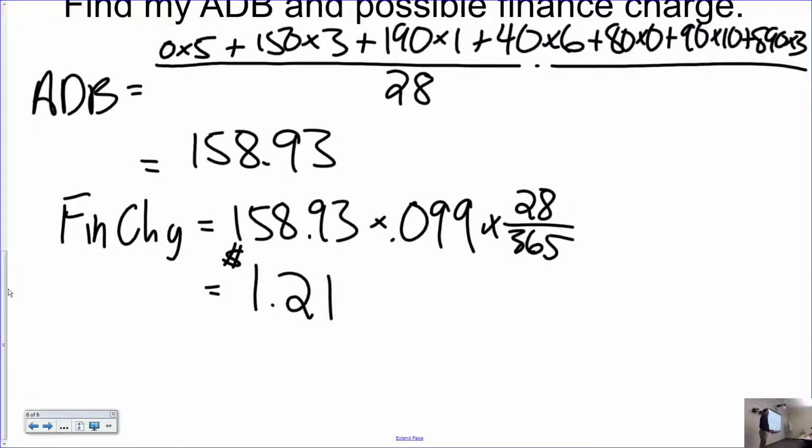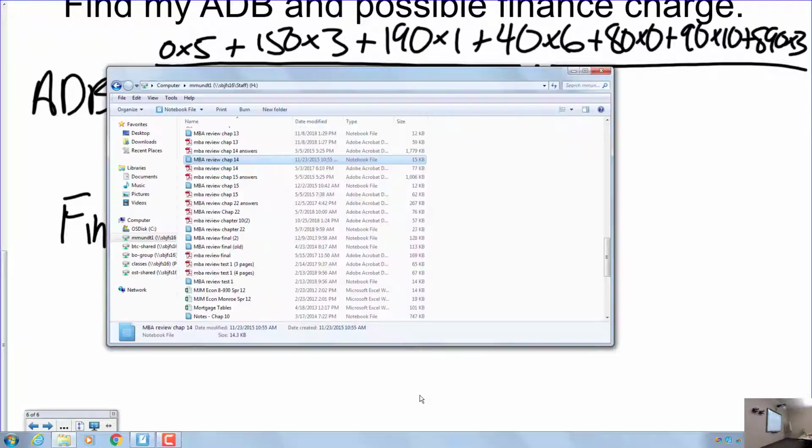Okay, so again, just remember the APR table, the little itty bitty tiny print, only for calculating APR. Okay? All right. So, how about chapter 15? Did I pull it up already? I don't think so.